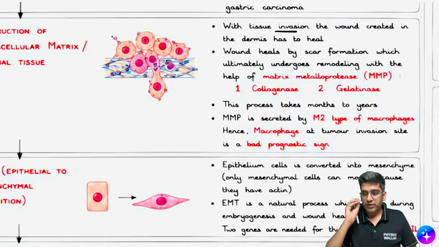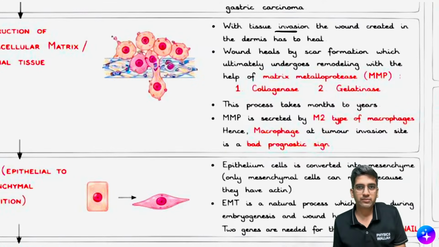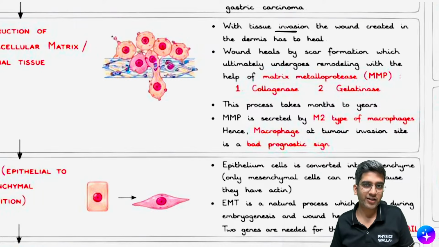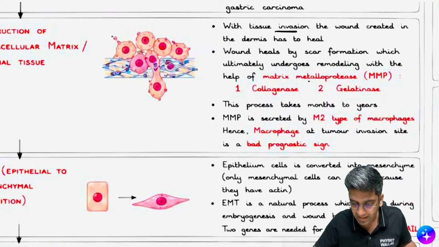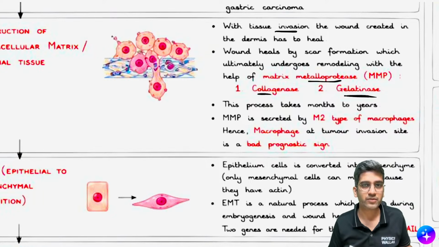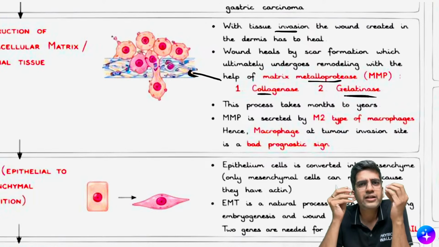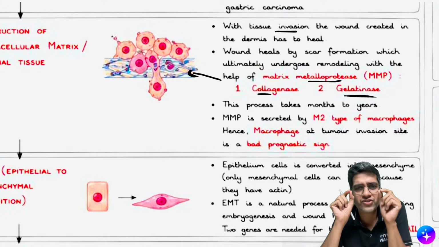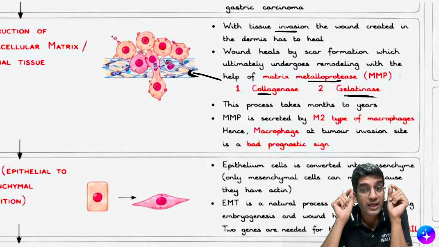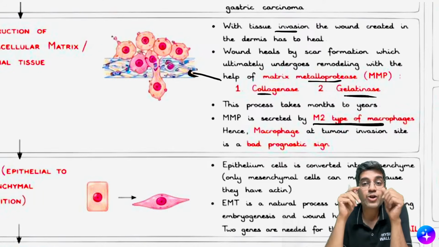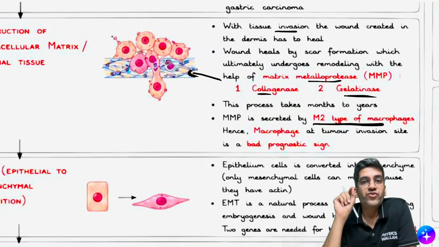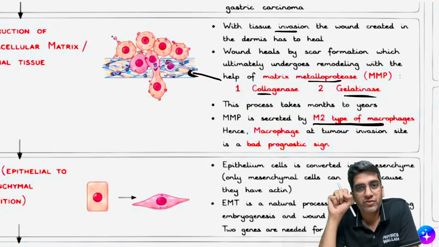the moment the tumor invades the tissue is a trauma. Trauma will always have wound healing. Wound healing will always have wound remodeling. Remodeling will always have matrix metalloproteinase, collagenase, gelatinase. That collagenase destroys the collagen stroma. It will take months to years to destroy the stroma. Slowly, steadily it will destroy. Matrix metalloproteinases are created by macrophages. So if I see in a biopsy lots of macrophages at the invading area, it means the tumor is starting to spread, a bad prognostic sign.